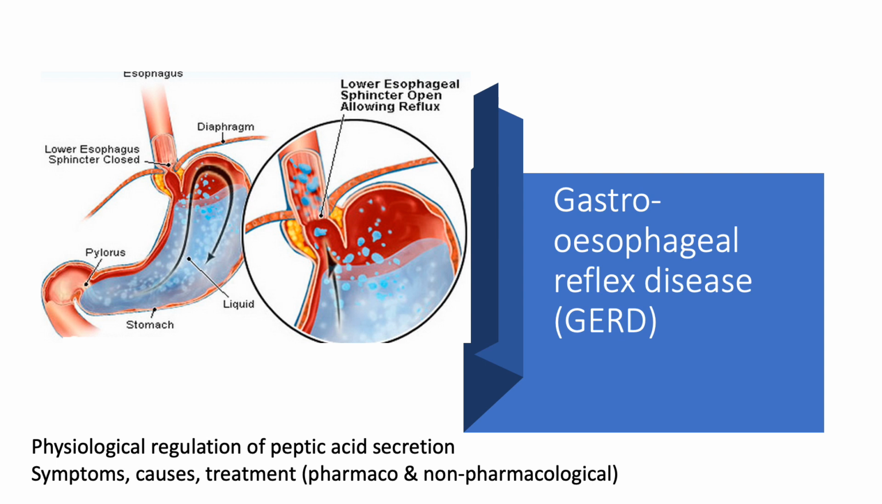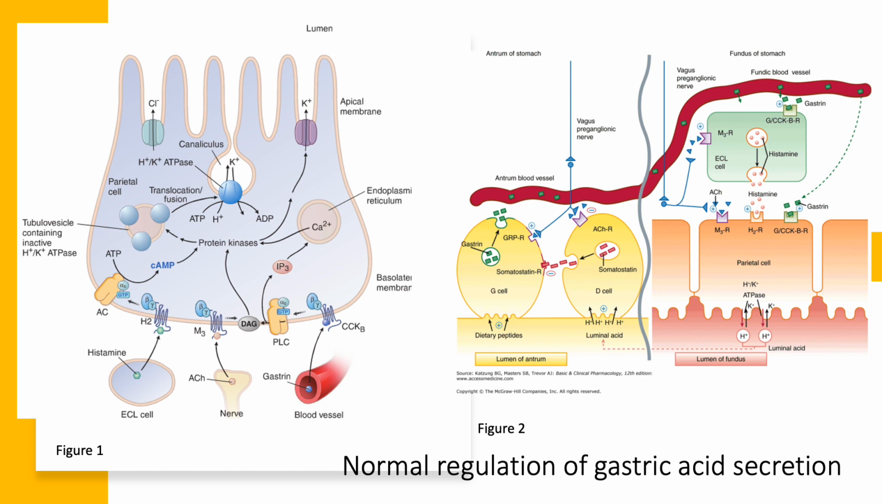So in this particular module, we'll mainly focus on the pharmacology, the treatment, some symptoms, causes, and also a little bit of recap on the physiological regulation of peptic acid secretion. Okay, moving on. These two diagrams are trying to illustrate the same point about the regulation, so you can choose whichever diagram you prefer for your revision.